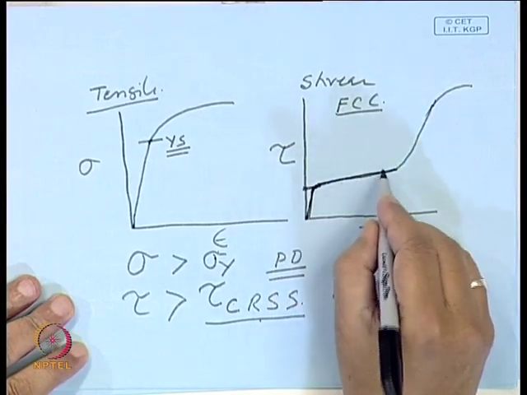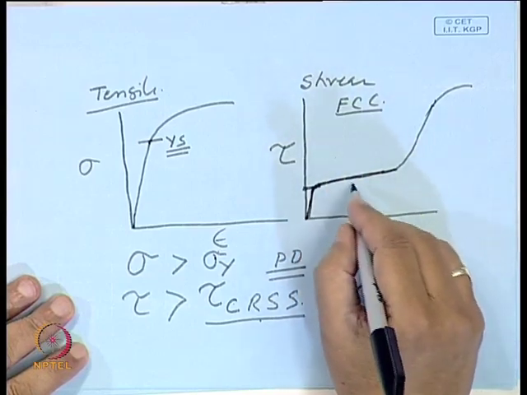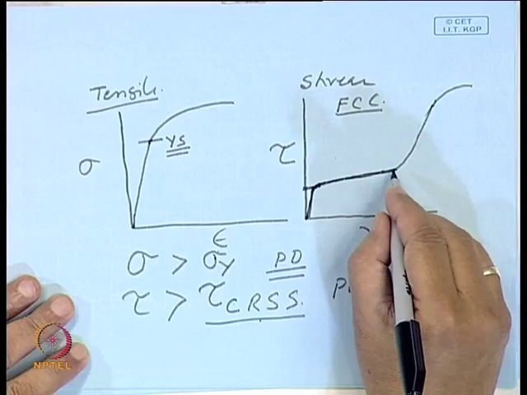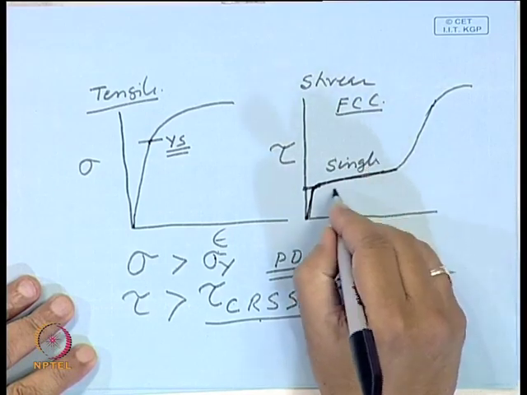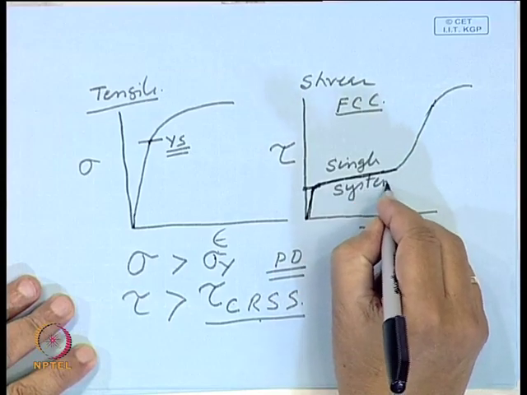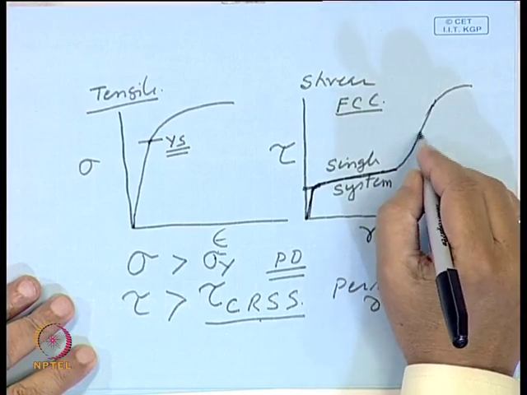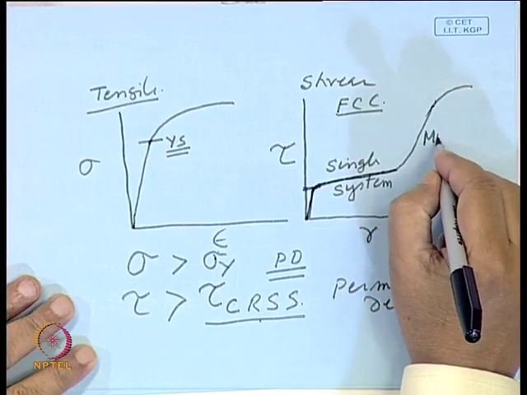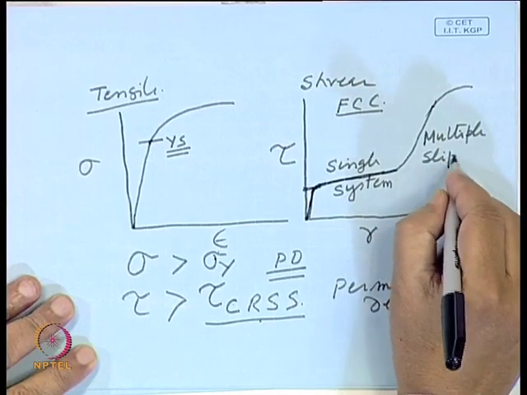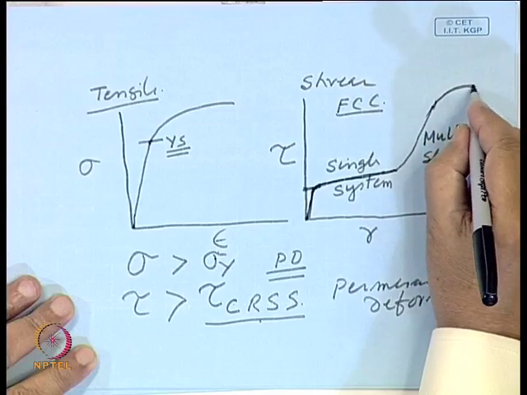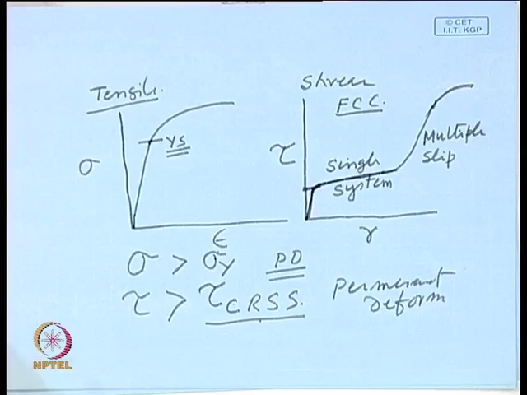Now, here the slip takes place, this is called stage 1. You can say that here the strain hardening is very little, slip takes place on a single system. Here this is a case of a linear hardening region. Here you have multiple slip, and there is again some amount of softening, which says some additional slip planes become operative.